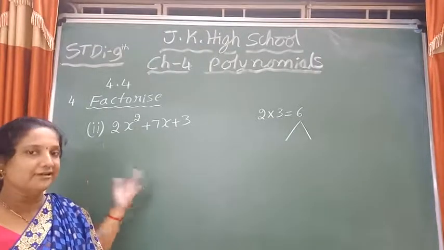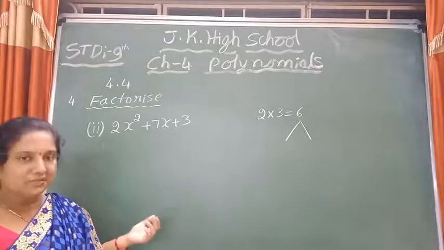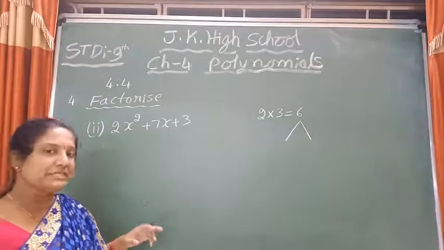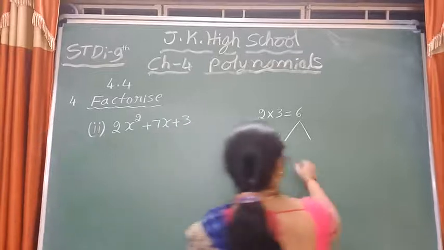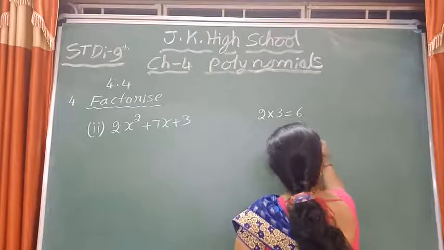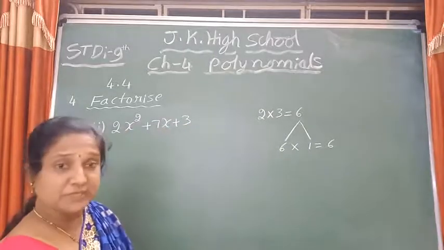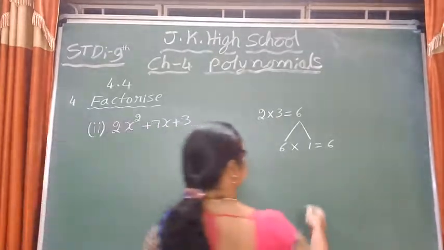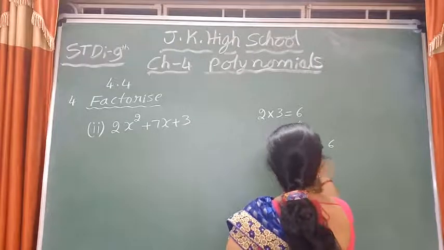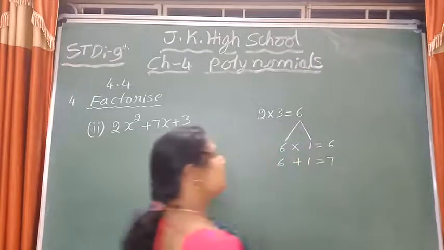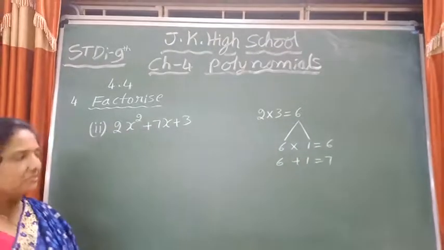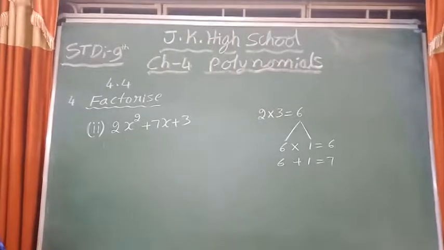You have to think and you have to use the numbers. So if I multiply 6 and 1, 6 ones are 6. I am going to get the product. So 6 plus 1, if I add these two numbers, I am going to get exactly 7. So I can split this middle term in this manner, that is 6 and 1. I can split it because the middle term value is positive.